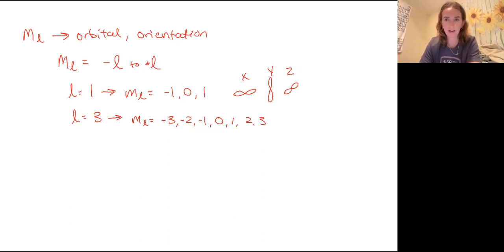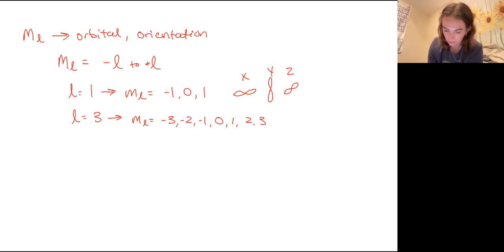Okay, what questions do we have on M sub L? You don't need to know necessarily what axis these refer to, especially with L is equal to 2 and L is equal to 3. There's Z squareds in there and stuff. You don't need to memorize that at all. You just need to know that there's 5 options for your orientation of your orbital. Righty, any questions at all? We're all still here so far.